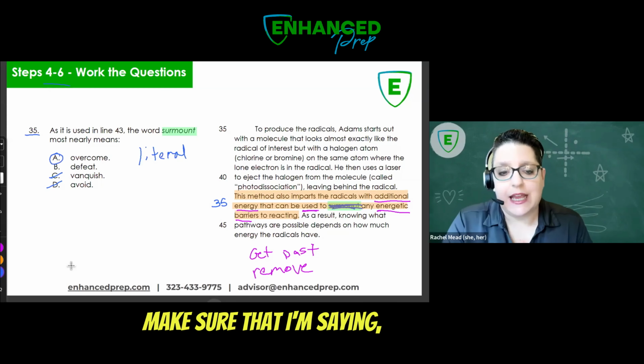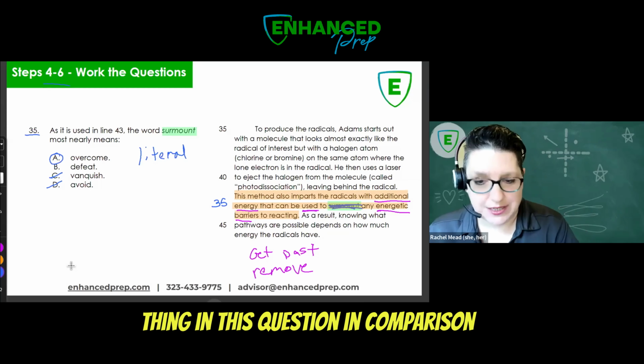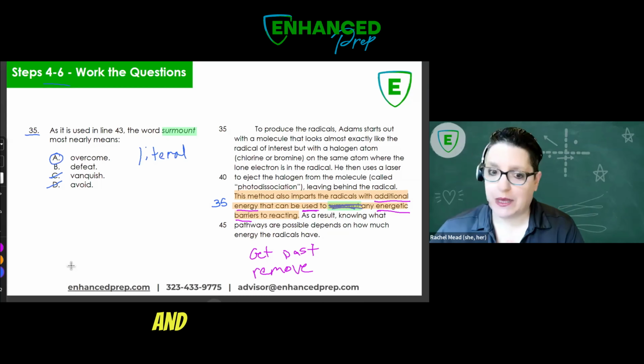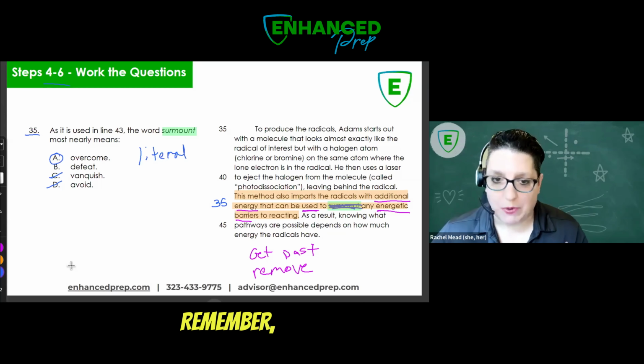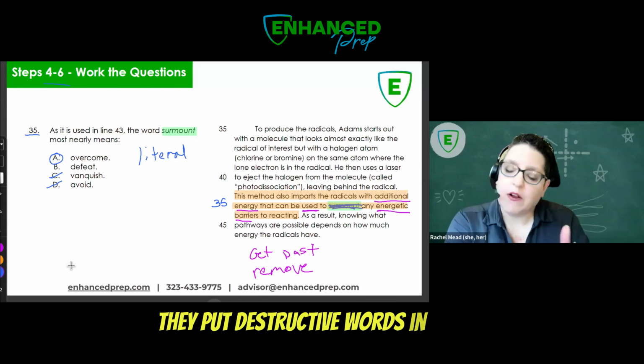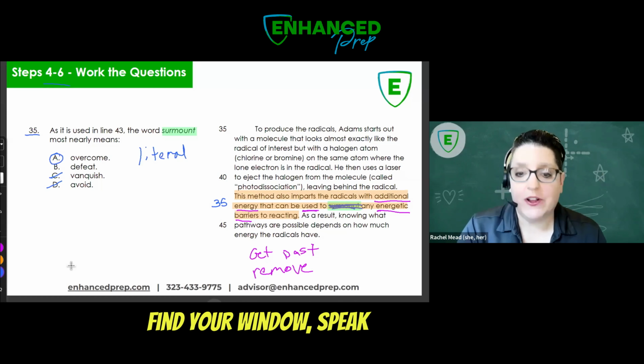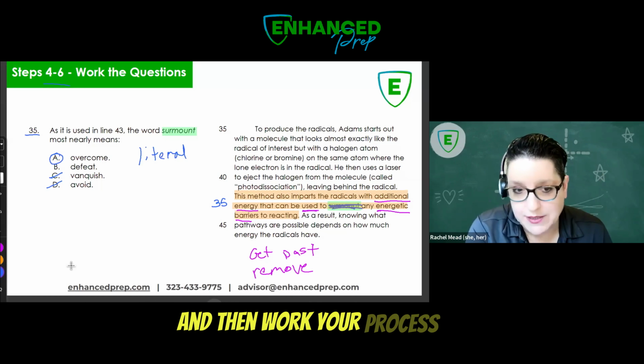Make sure that I'm saying, can I do this thing in this question in comparison to my energetic barrier? And be careful with your elimination. Remember, the test writers put attractive words in there. They put distractive words in there. We need to make sure we're doing steps on our own. Find your window, speak for yourself, and then work your process of elimination.